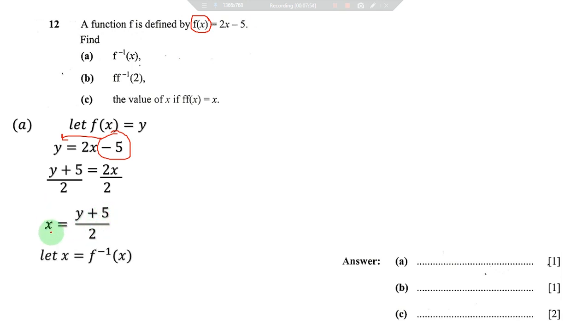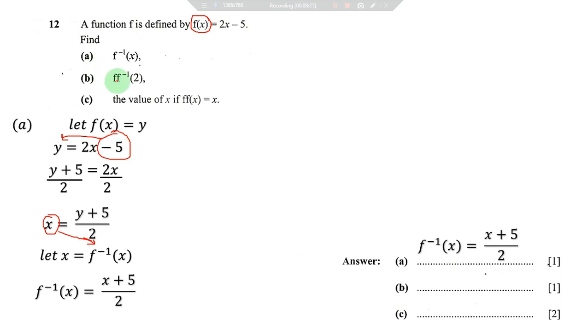Then now you let x equal f inverse of x. So where there is x here, you're going to substitute with the f inverse down here. Okay, so the final answer will look like this. F inverse of x equals, now where there is y, we'll put x plus 5 over 2. It ends there. That is our final answer. That is our f inverse of x.